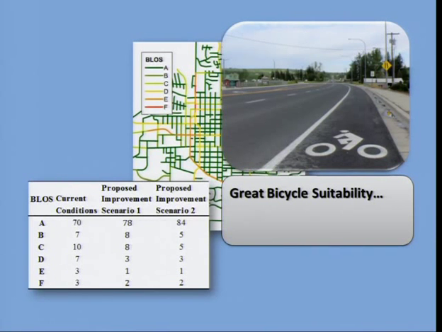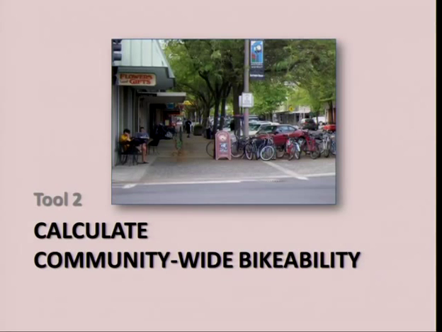So the next tool I'm going to be talking about, to lead into that, let's just talk about this for a second. Let's say that a street has great bicycle suitability, but then the question is, is it useful in going anywhere? And so that's where we developed a new tool and a new assessment method, which we call community-wide bikeability. So that's this next tool that I'm going to go over.